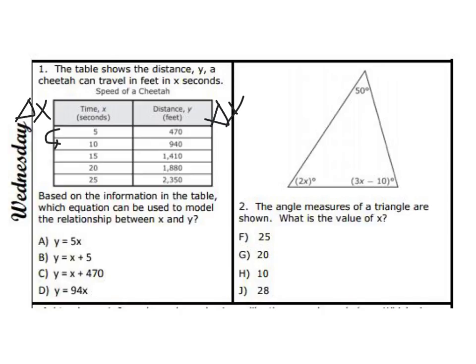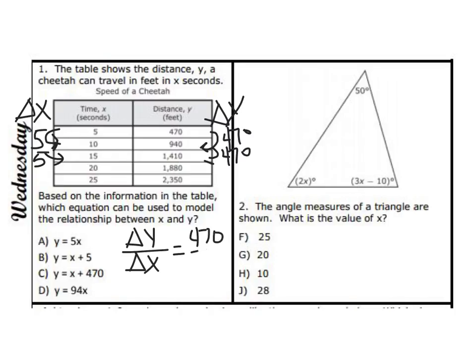So you go ahead and find the difference. So 5 to 10 is plus 5. 10 to 15 is plus 5. Okay, from the distance, you have 470 to 940 is going to be plus what? 470. So it's the same for the next one, 470. Okay, so now what we do is we do the change in y over the change in x. And that's going to give you 470 over 5.